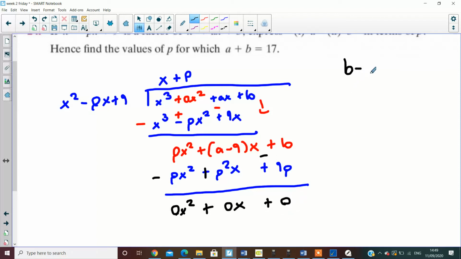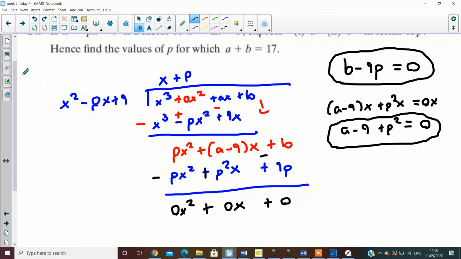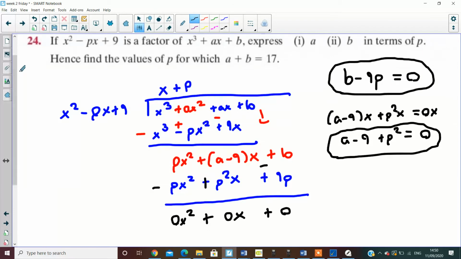So I have b minus 9p is 0, the first equation. Then I have a minus 9x plus p squared x plus 0 equals 0x. A minus 9 plus p squared equals 0. So these are the two equations I get. What does it want from me? Find the values of p for which a plus b equals 17. Need to get a and b on their own.